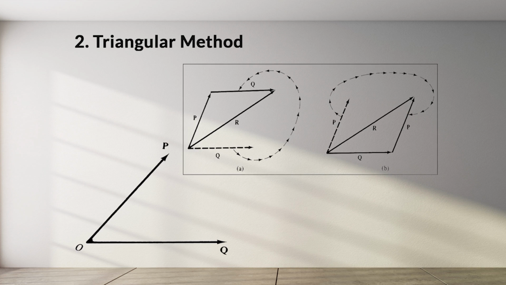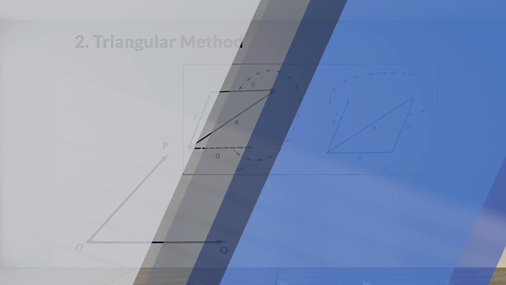The method shown at right consists of moving either force parallel to itself until the tail coincides with the tip of the fixed force. The closing side of the triangle forms the resultant with the tail of the resultant at the tail of the fixed force and the tip of the resultant at the tip of the moved force. As can be seen from the construction, the order in which the forces are combined does not change the resultant.